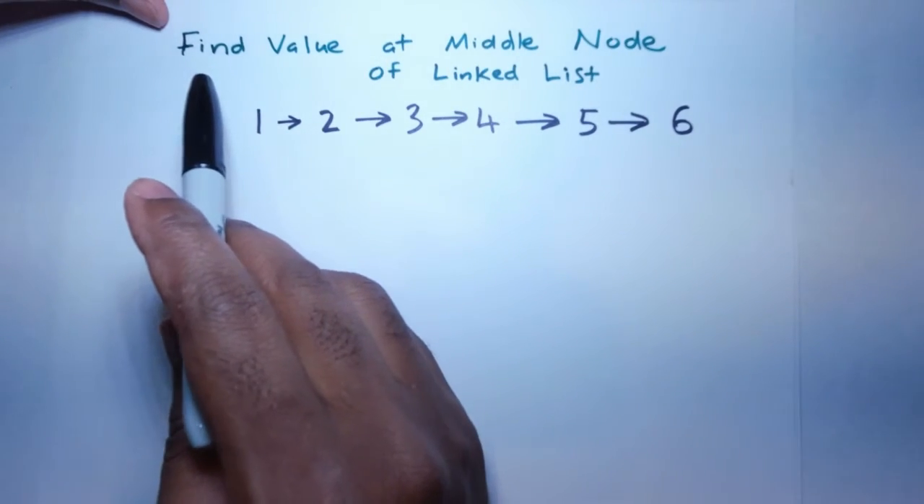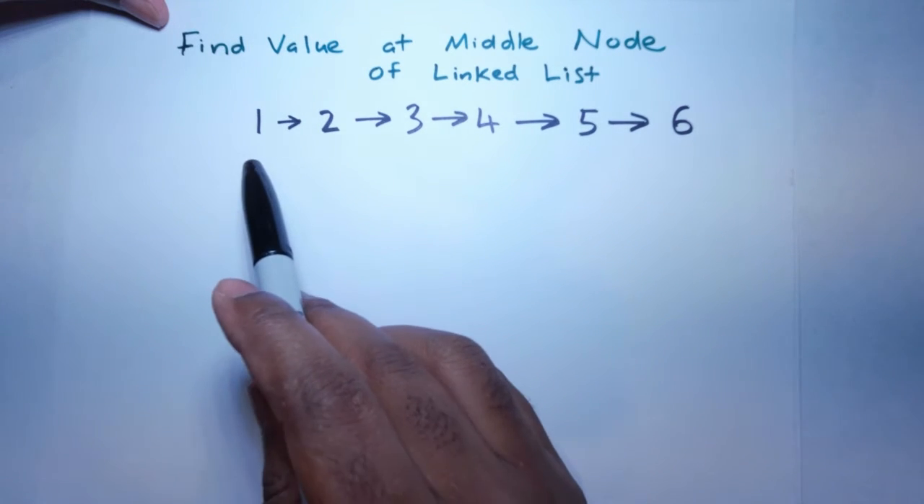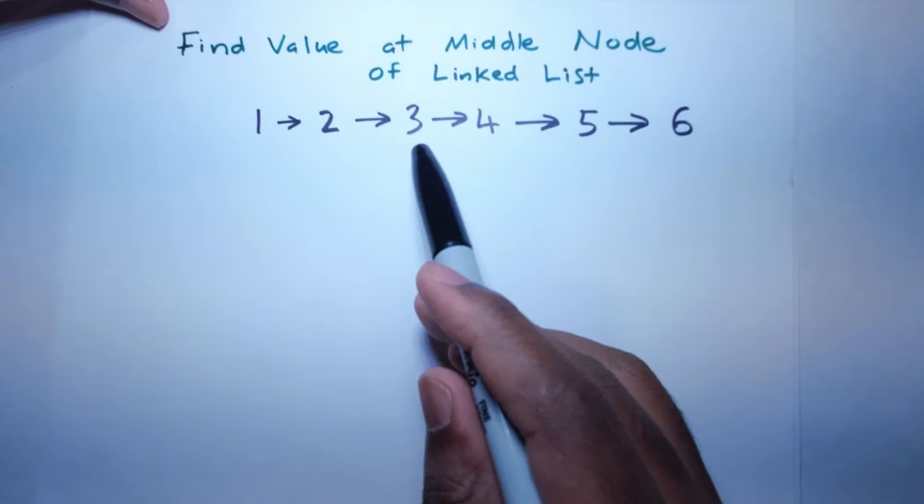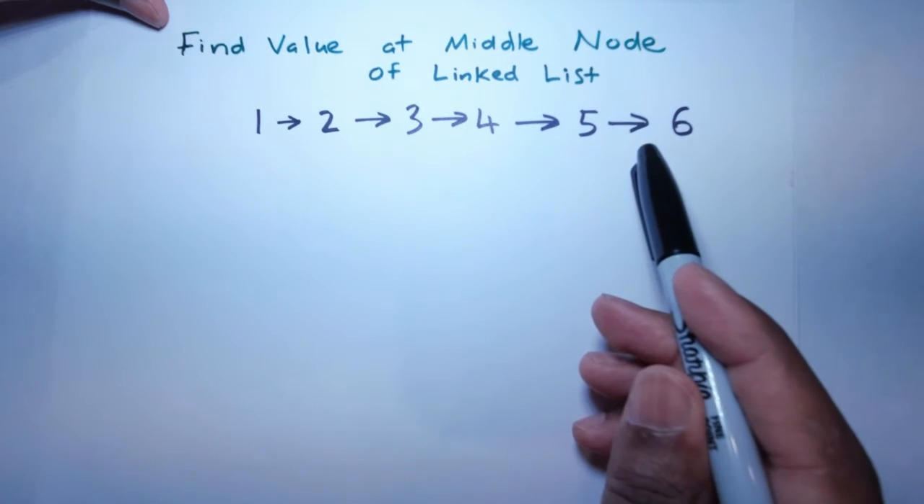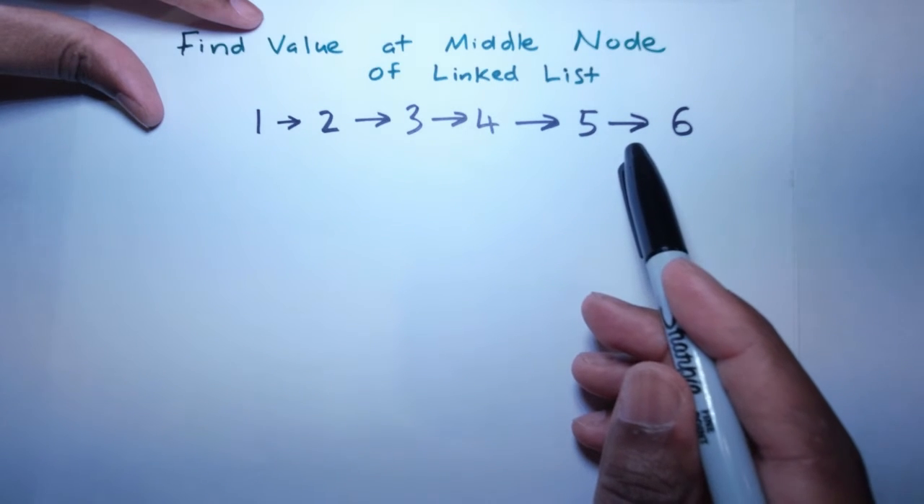So our goal is to find the value at the middle node of a linked list. So here we have the structure. We have 1 which points to 2, 2 points to 3, 3 points to 4, 4 points to 5, 5 points to 6, right?